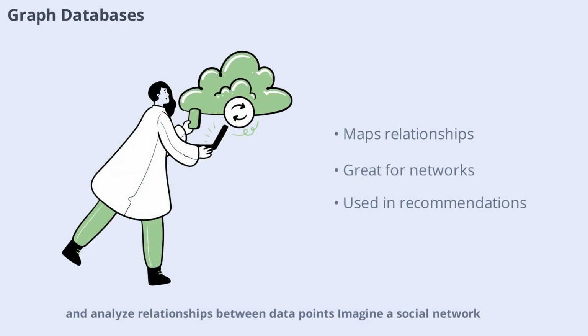Graph databases are designed to represent and analyze relationships between data points. Imagine a social network where users are connected to friends, groups, and interests. Graph databases excel at mapping these connections, making them perfect for recommendation engines, fraud detection, and network analysis. Neo4j is a popular example of a graph database. If your data is all about relationships, graph databases are the way to go.